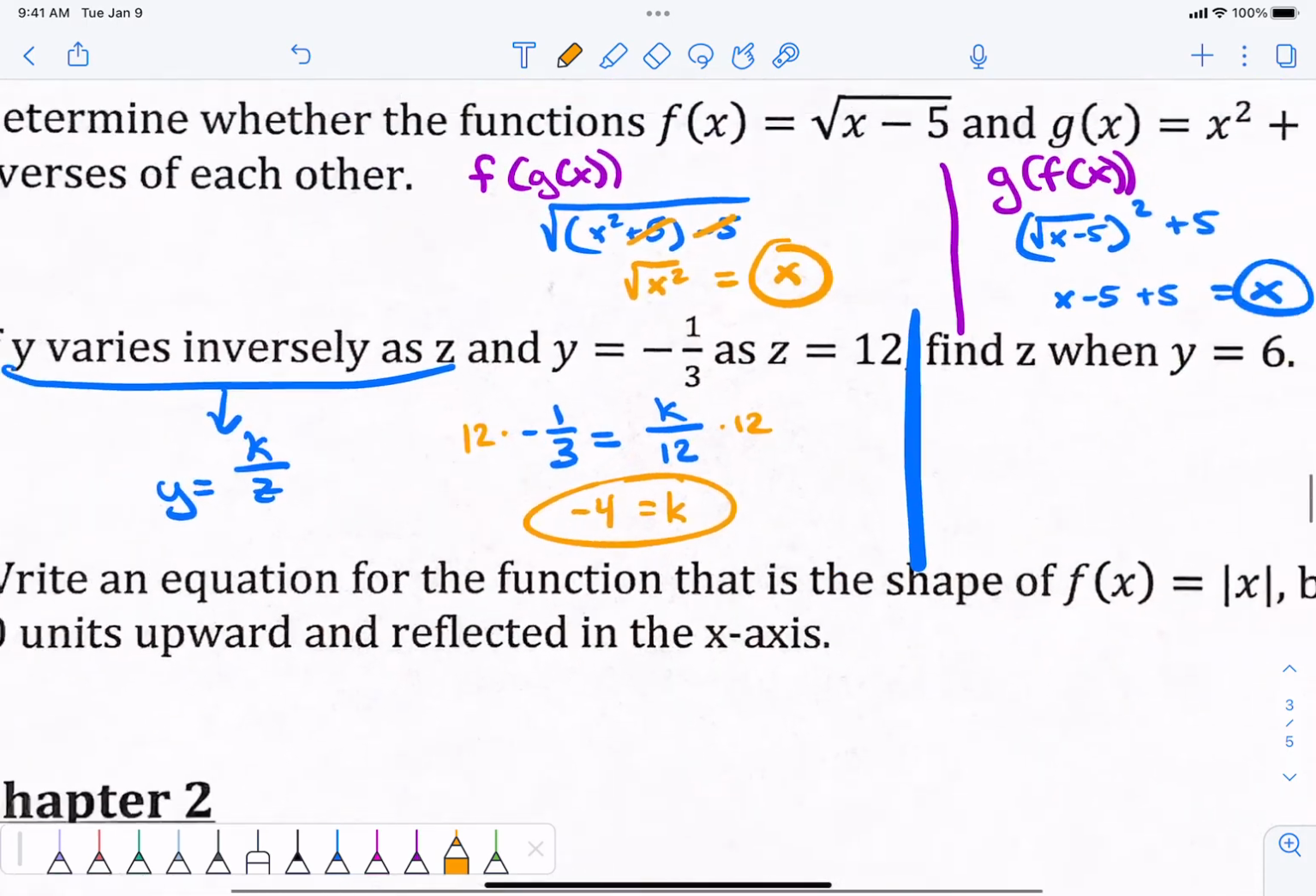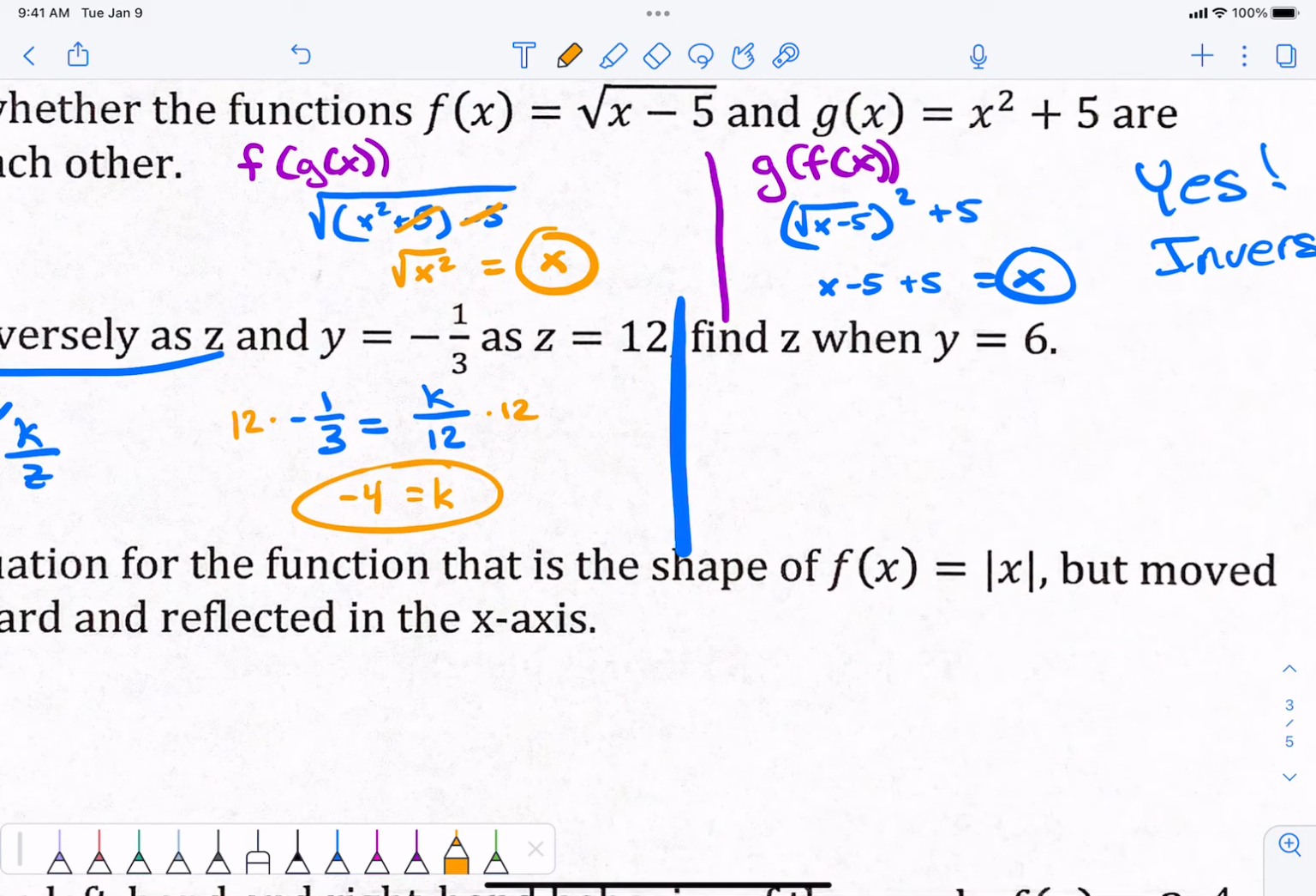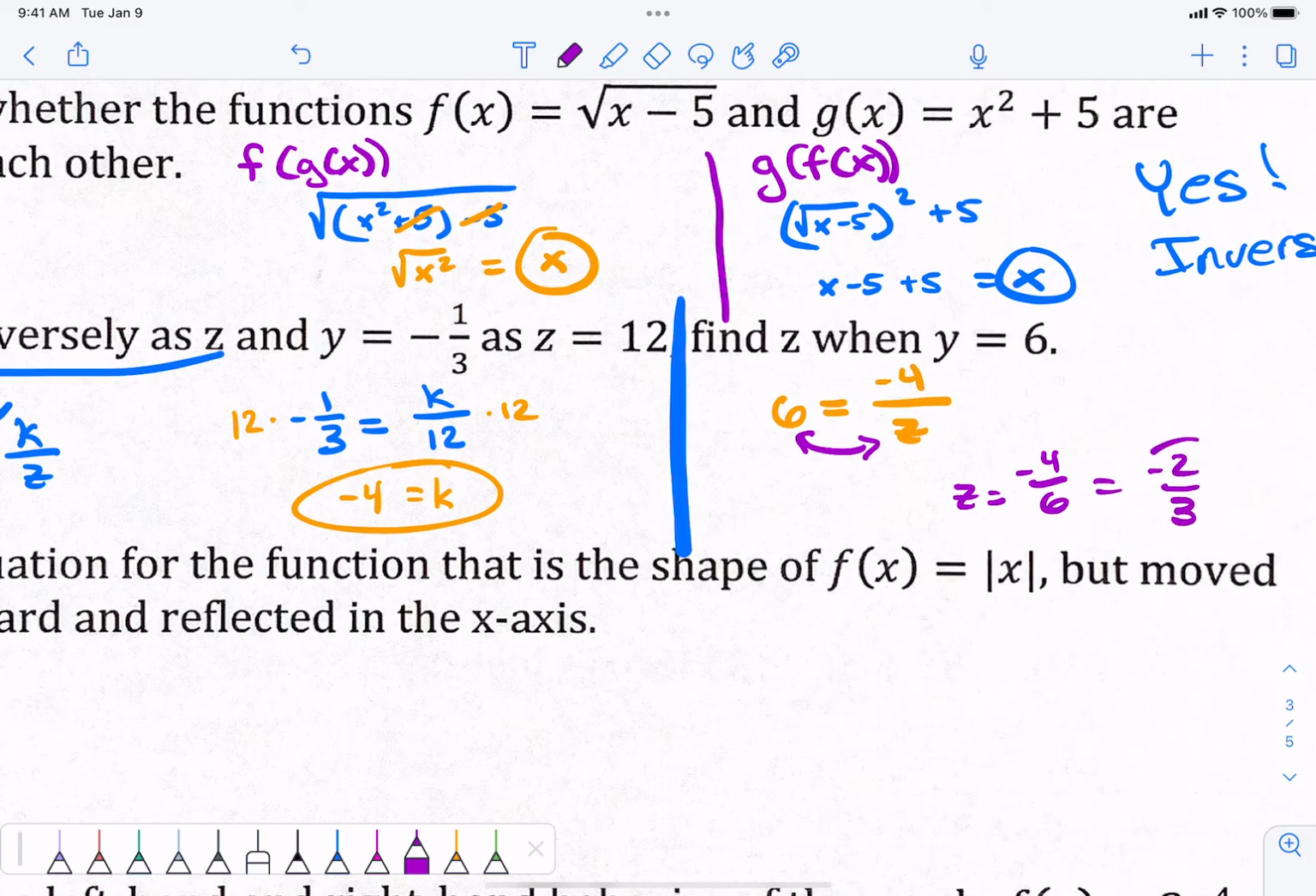Okay, but then they want us to find z now when y is 6. So plug in our k. Y is 6. Negative 4 is k because we just solved that, and we're trying to find z now. And now we flip, and it's negative 2/3. So z is equal to negative 4 over 6 or negative 2/3. It's really not beautiful. My handwriting is so bad. The colors don't match. But it's fine.